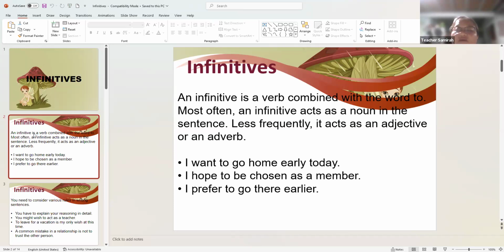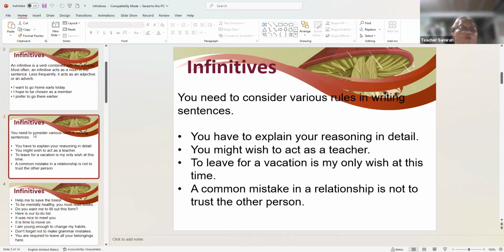Okay, I prefer to go there earlier. To go, again, to go. So when we talk about infinitives, we need to consider various rules in writing sentences. These are the examples. You have to explain your reasoning in detail.